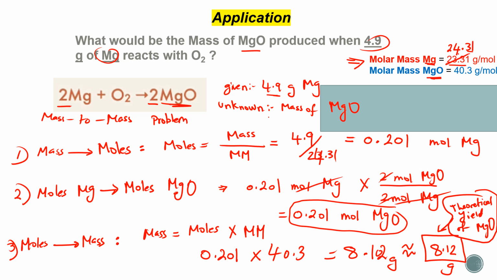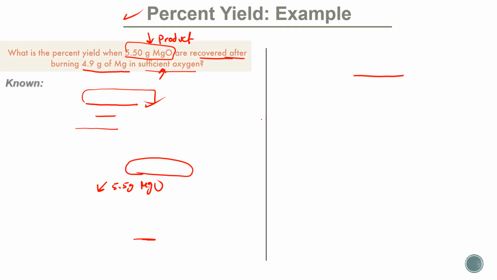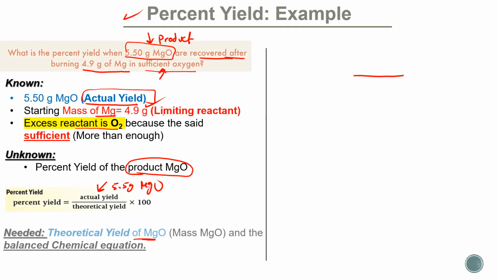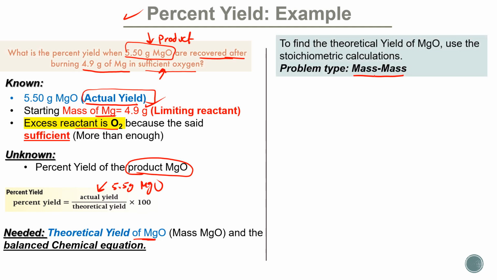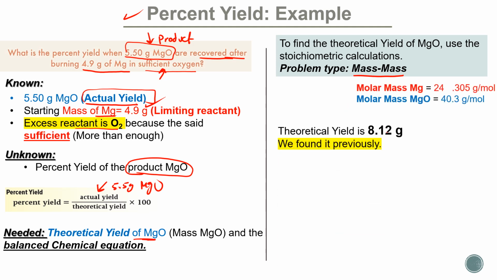That's why I wanted to do this one with you first. So whenever you have a question, they will give you the actual yield in the exam, and the theoretical yield you have to find using mass to mass problem. So if you do it, we already found it to be 8.12 grams or 8.10, doesn't matter.